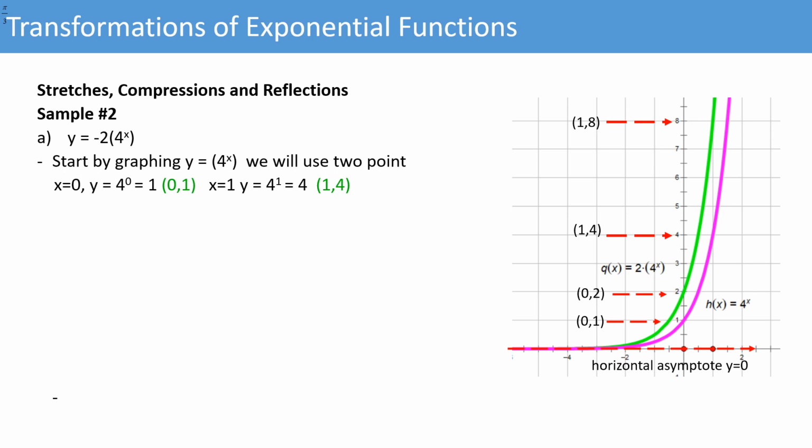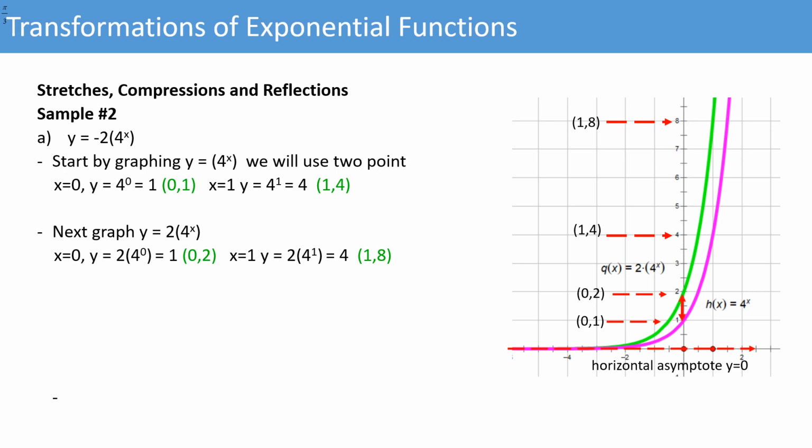The graph we're using is the magenta, purplish color, pinky purple color. Now, we'll then apply the 2 in front. So let's calculate our 2 points now to show you what has happened. So when we substitute in 0, we will now get the value 2. And when we substitute the point 1 for x, we get 8.